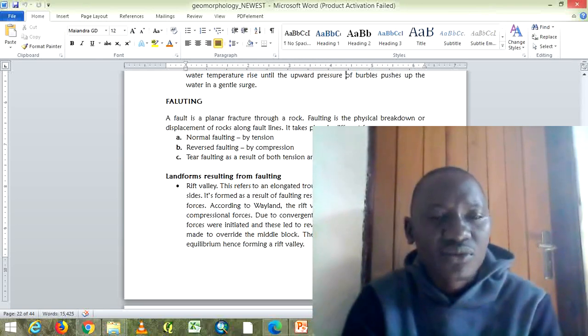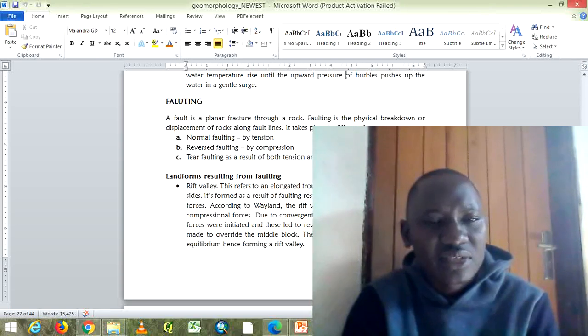We have normal faulting. This is by tension. Reversed faulting. This is by compression. And tear faulting, which is a result of both tension and compression. What are the landforms that result from faulting?